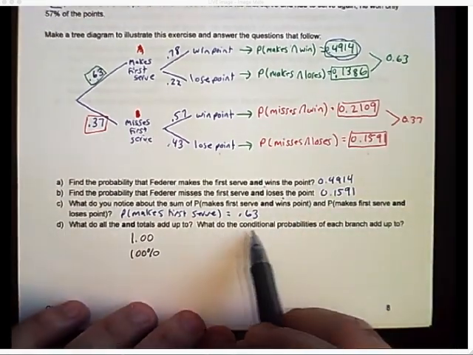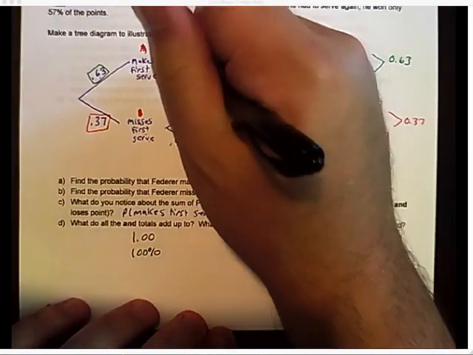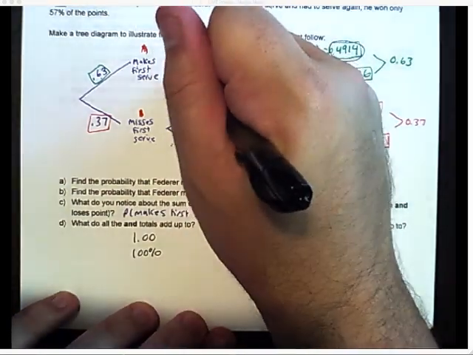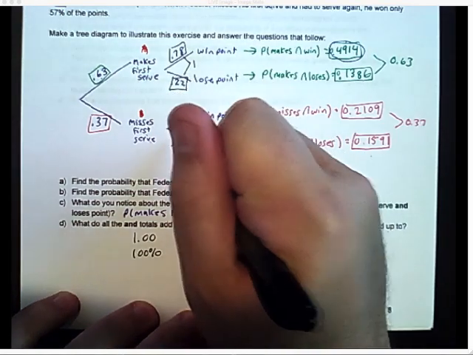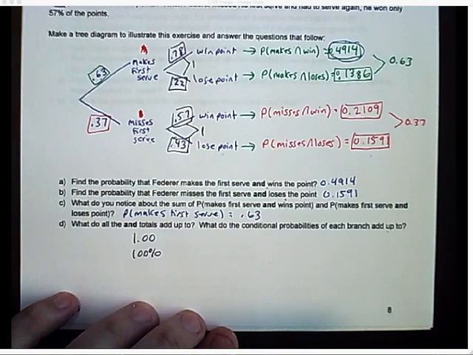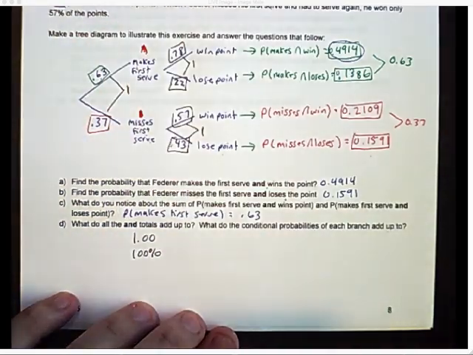It says, what do the conditional probabilities of each branch add up to? Okay, so they're talking about the conditional probabilities. What do those two numbers add up to? Well, those add up to 1. And these two numbers have to add up to 1. Okay. So in each branch, these two added up to 1 as well.